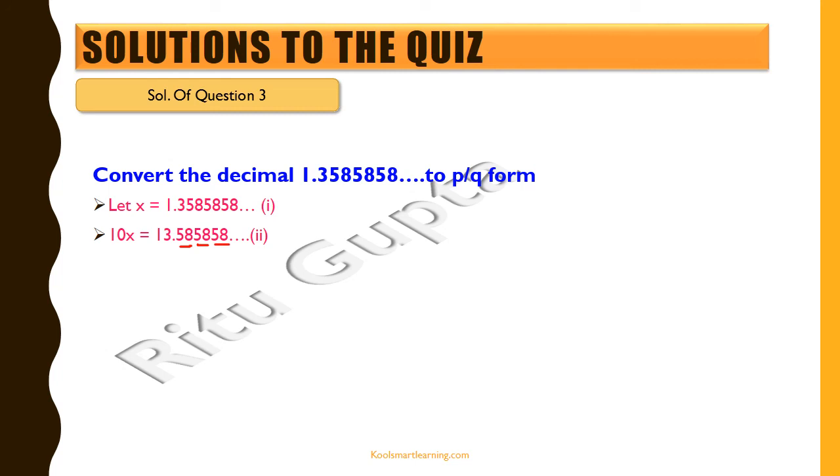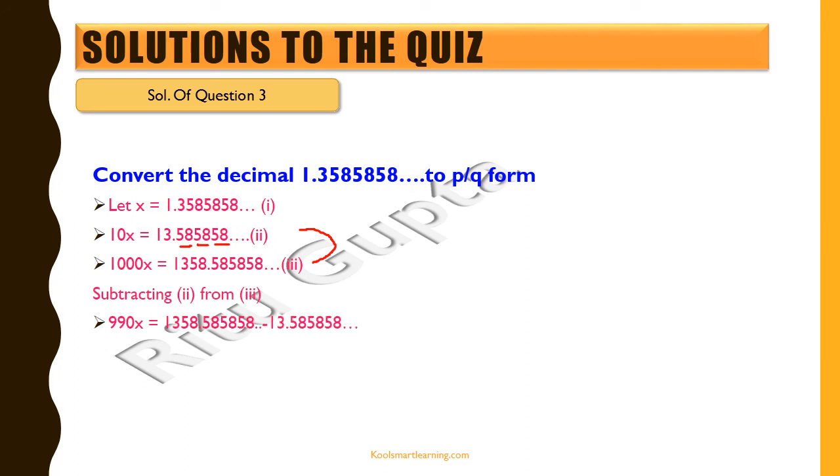We multiply this by 100 and we get 58 also on the left hand side of the decimal. So let's do that. We make it 1000x is equal to 1358.585858. Now in these two terms, the decimal part is the same. Now we can subtract 2 from 3 to get 990x is equal to 1358.585858 minus 13.585858, which is equal to 1345, and x is equal to 1345 by 990.